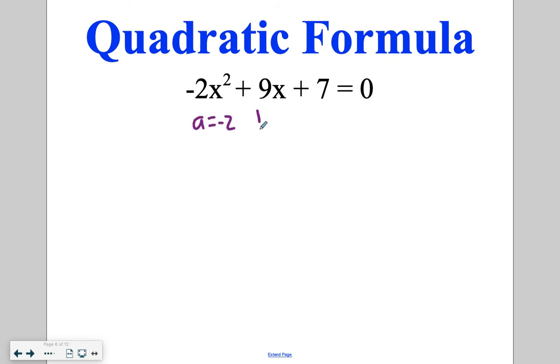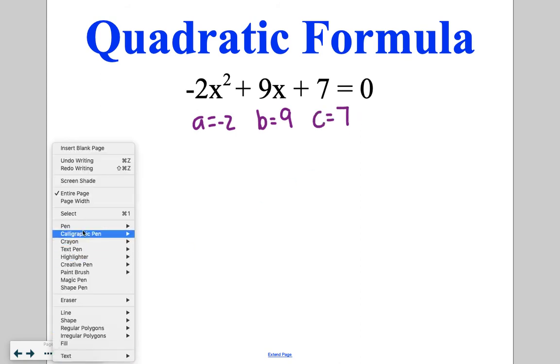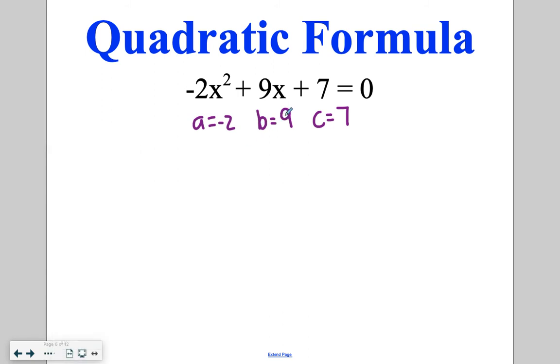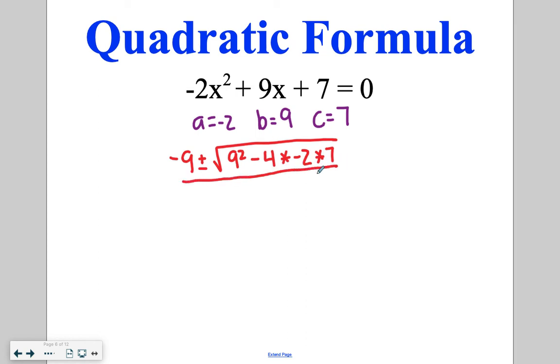Our b value is 9, and our c value is 7. So once again, we're going to set up and we're going to say the opposite of b, so negative 9, plus or minus the square root of b squared, so 9 squared, minus 4 times a, which is negative 2, times c, which is 7, all over 2 times the a, which is negative 2.